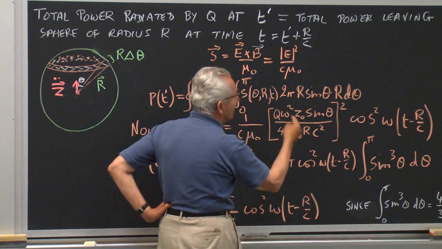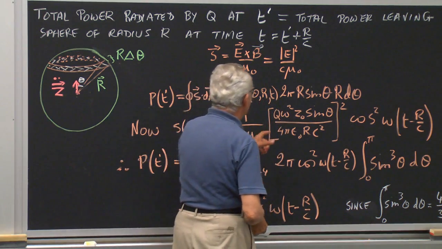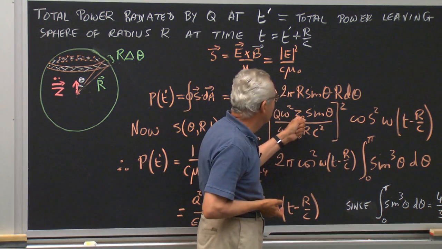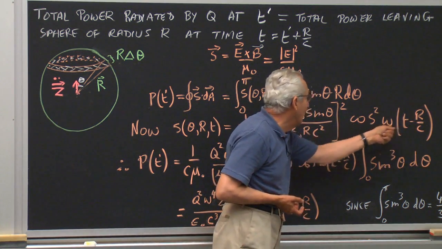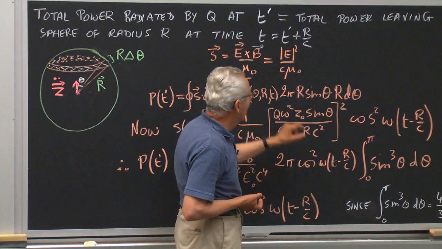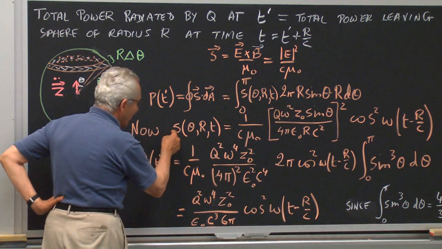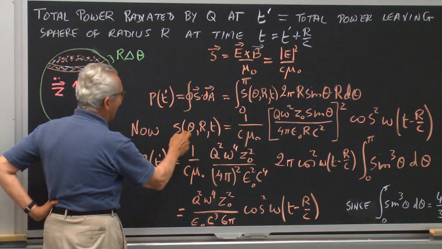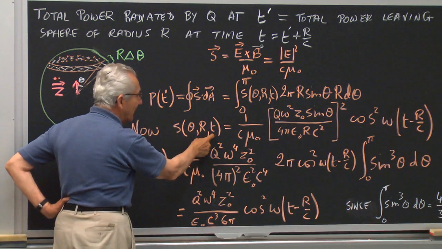And of course, it depends. So this is what E is, but it's oscillating as cosine omega times this, and we have to square it because this is E squared. So this is what the Poynting vector is at the angle theta, distance r away at time t, okay?